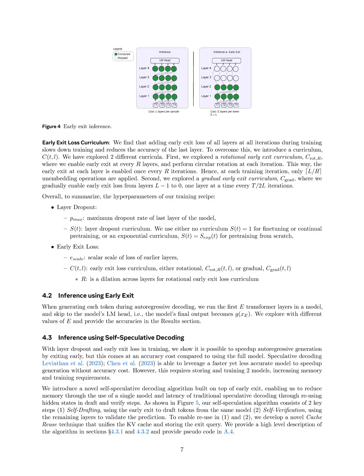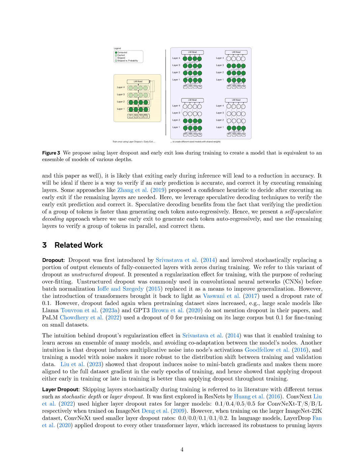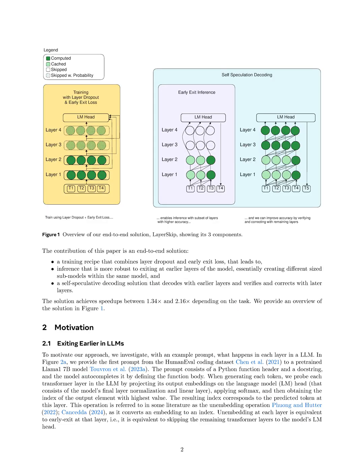4. Training process. The model is trained using this combined approach of layer dropout and early exit loss. The model is supervised to predict at earlier layers and exit early if possible, while maintaining accuracy. The training recipe aims to create different-sized submodels within the same model by allowing early exits at different layers.